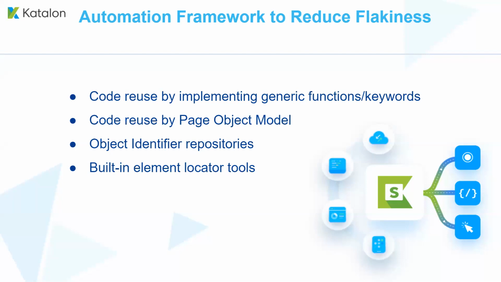So whatever you do at the framework level, the more robust and modular you make it, it helps in reducing the flakiness. And lastly, some of the tools, for example, Katalon or other frameworks, come with inbuilt element locator tools. These locator tools are optimized to provide you the best locator strategy. I'm going to show you in the next slide what I exactly mean by the locator strategy and the tools which support it.